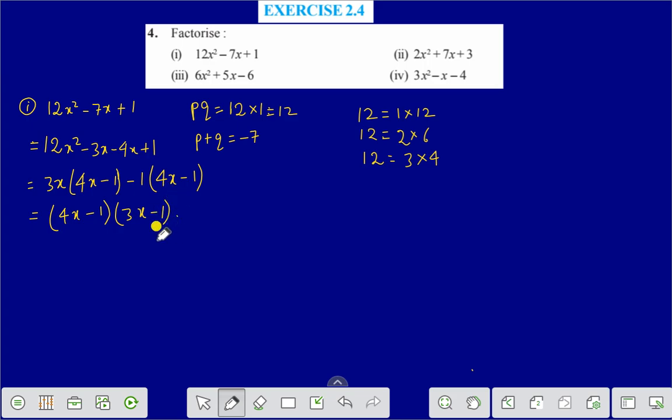This is the middle term factor. Therefore, the answer is 3x minus 1 into 4x minus 1. This is the answer.